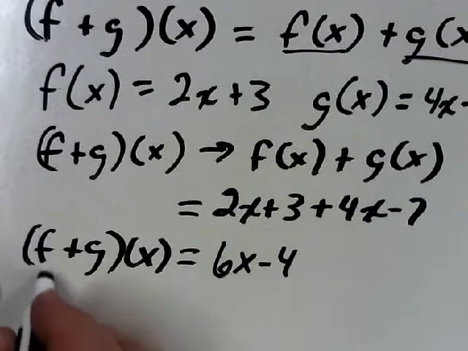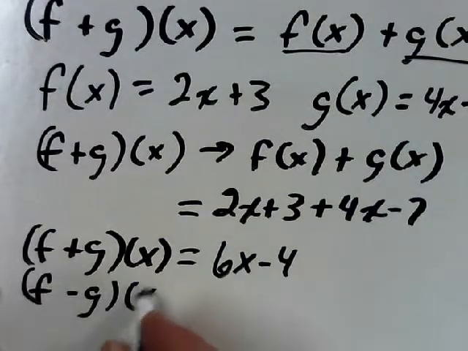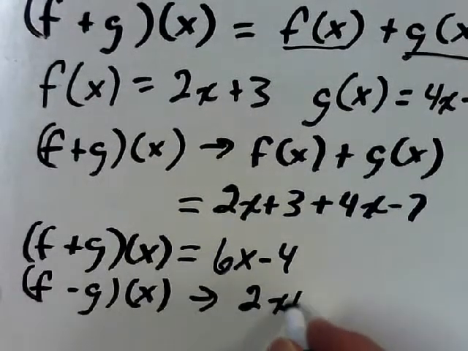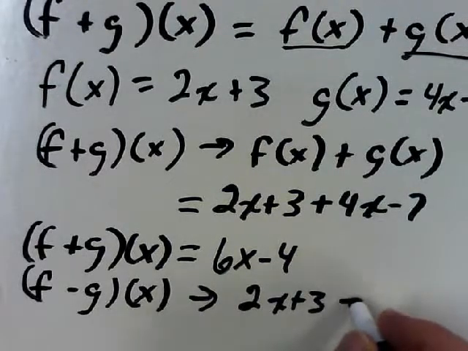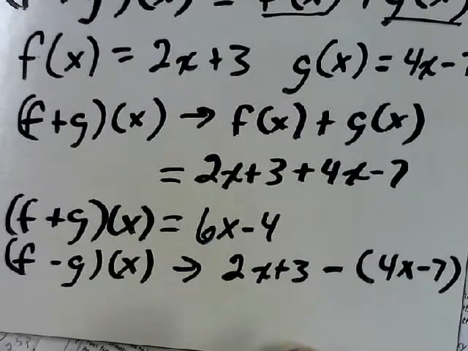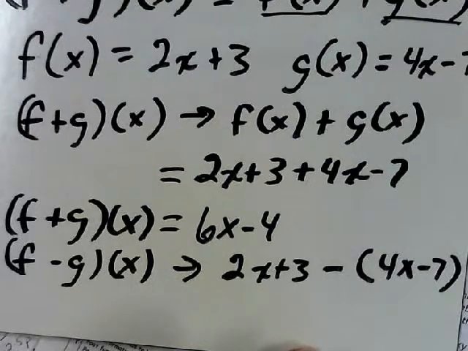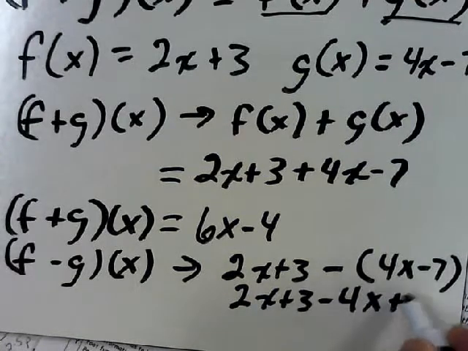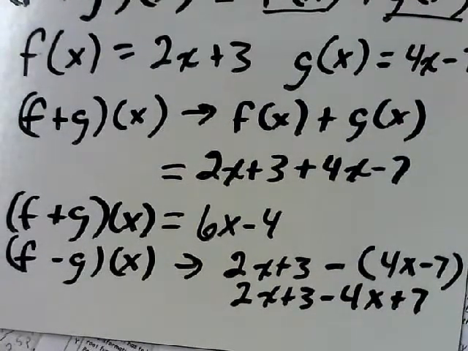So what do you think it would be if I said f minus g of x? It would be 2x plus 3 minus 4x minus 7. But be careful here, it'd be minus this whole quantity of 4x minus 7. Right? You have to distribute the minus. Because a negative times the 4x is going to give you a negative 4x. And a negative times a negative 7 is going to give you a positive 7. Because I'm subtracting the g of x, right?